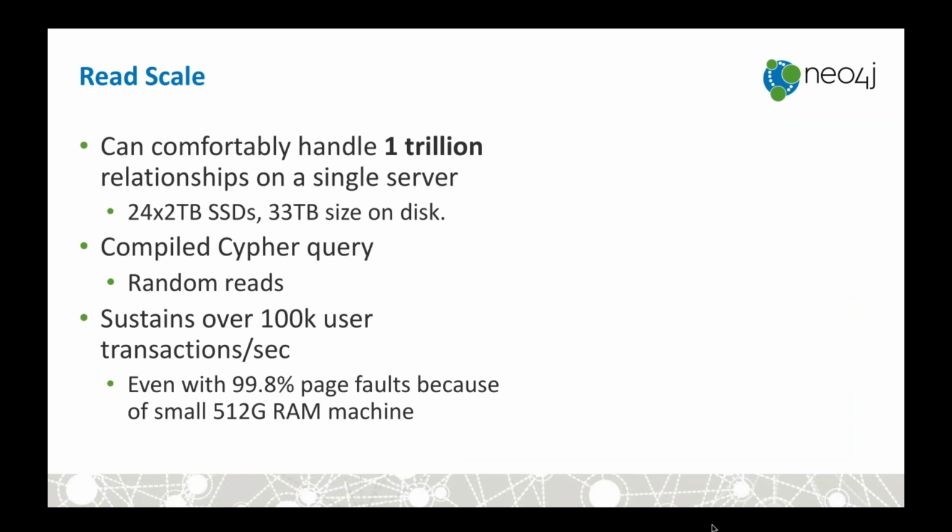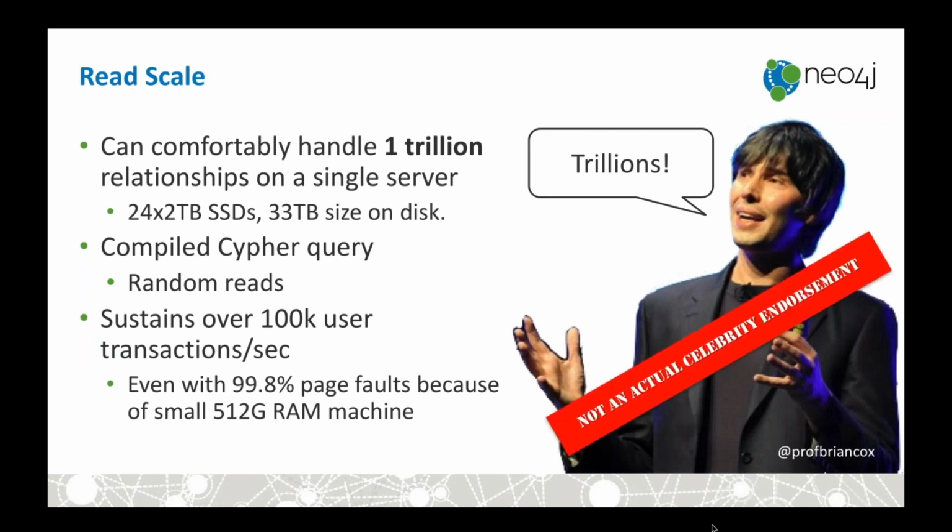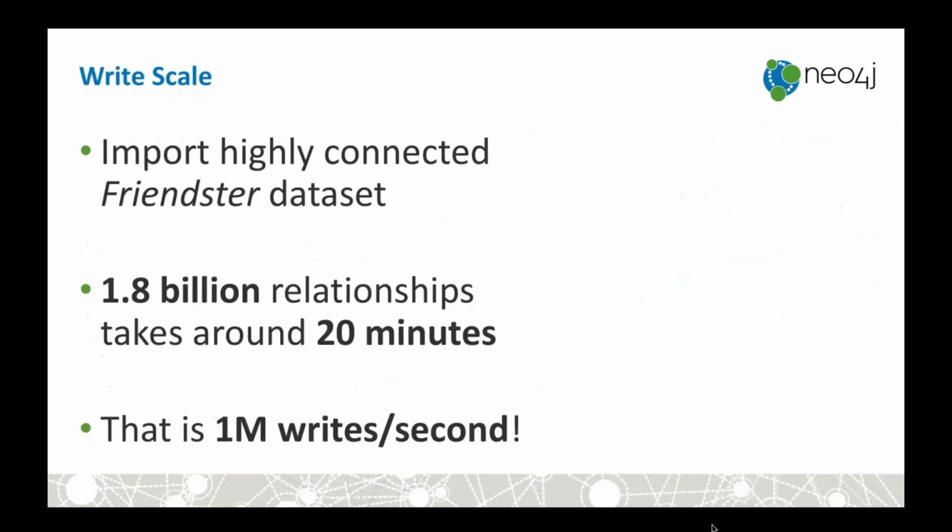And he actually built a system where we stored 1 trillion relationships on a single server on a large disk. And then we sustained 100,000 user actions a second, so reasonable user activities per second. And this is interesting, right? Because even on a machine where the RAM, the part where we tend to cache graph, was far smaller than the overall disk size, 33 terabytes in this case, we were still able to do 100,000 user transactions a second, which is kind of interesting, and trillions, as Professor Brian Cox says, is not an actual celebrity endorsement.